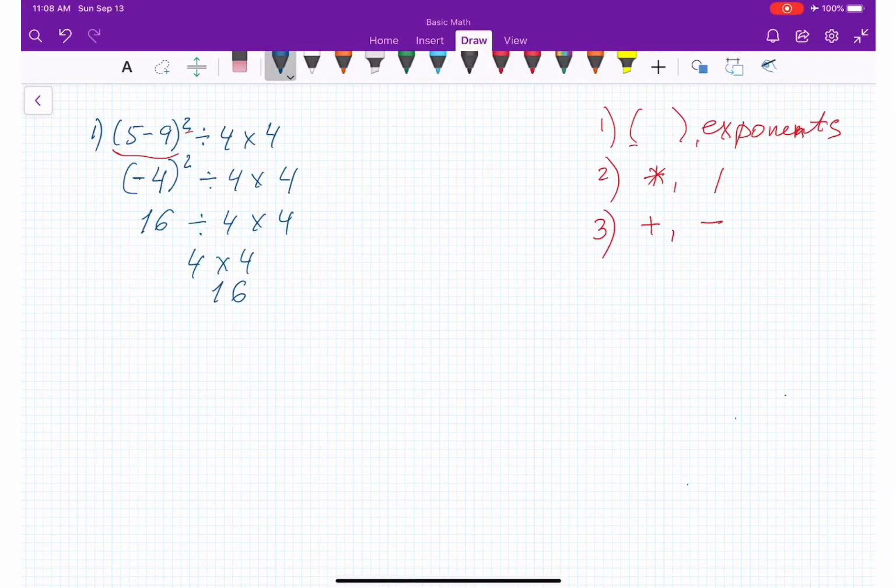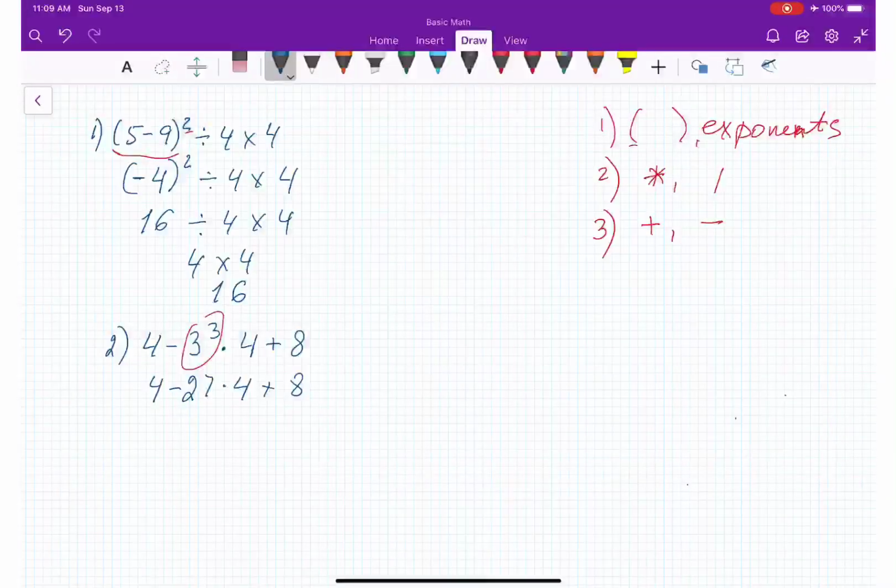Next one. 4 minus 3 cubed times 4 plus 8. Okay. So the highest priority here is exponent. 4 minus 3 cubed, it's going to be 27, 3 times 3 times 3, times 4 plus 8. Next, highest priority is multiplication.